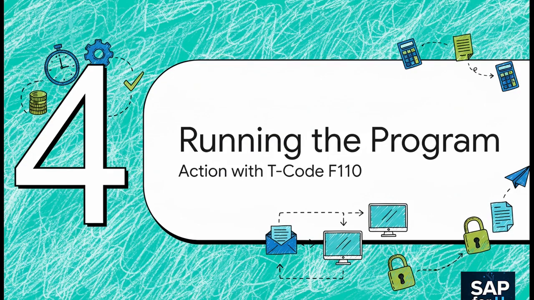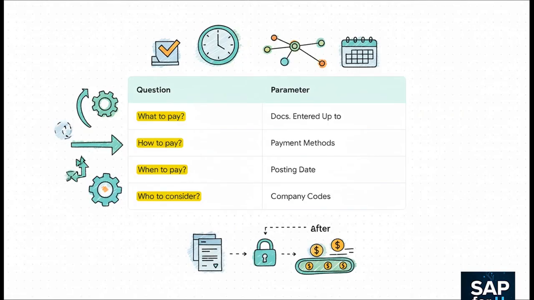All right, so our rulebook is written. The system is smart. Now for the exciting part. Let's see how this all comes together in an actual payment run using the famous transaction code F110. So, when you kick off a payment run in F110, the first thing you do is go to the Parameters tab. You're basically giving the program its marching orders for this specific run by answering these key questions. What are we paying? How are we paying it? And so on.